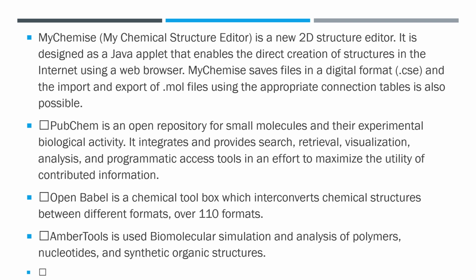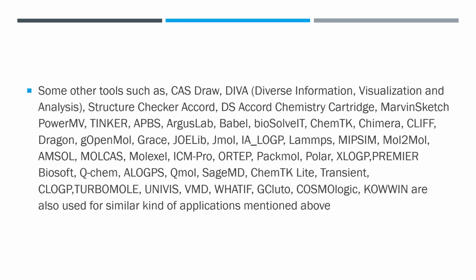Next, we have OpenBabel. It's a chemical tool which converts a chemical structure into different formats. This is a very important tool because when you use it, you are able to convert a ChemDraw file into a PDB file, and a PDB into whatever desired format you want. So this OpenBabel is a very useful software. Then we have the Amber tools, in which simulations may be done and molecular dynamics may be performed.